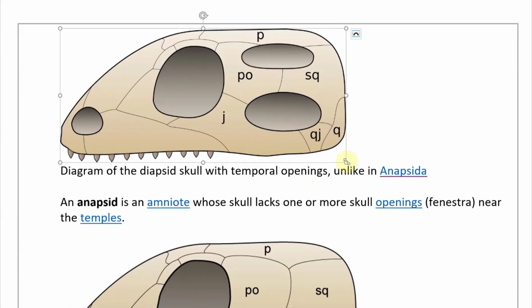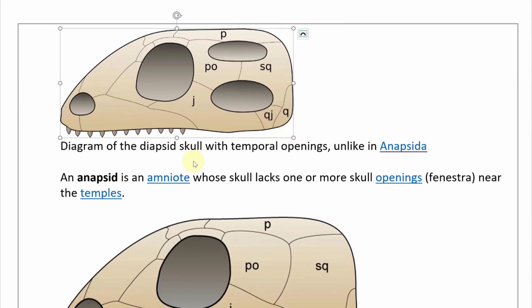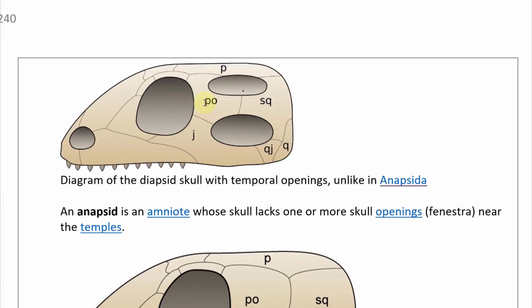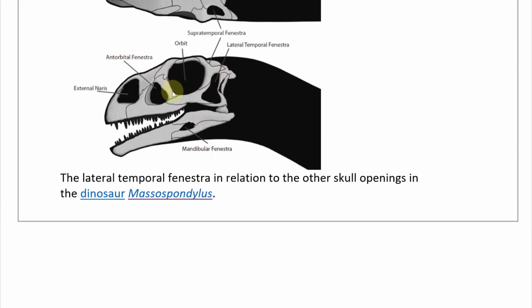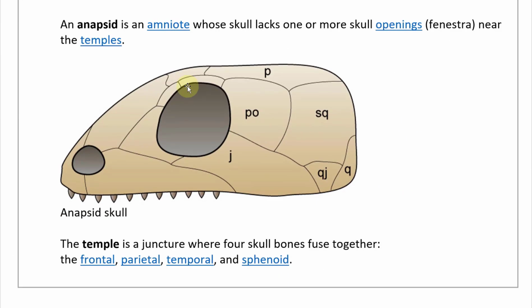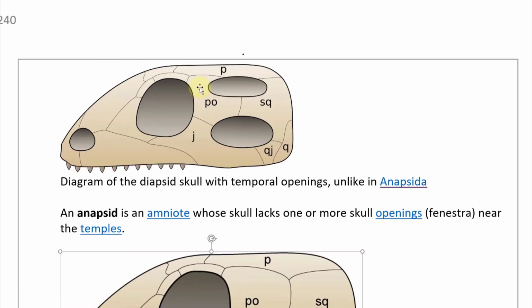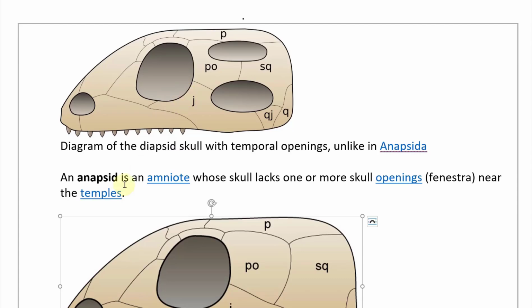Continue further. So here is just a schematic diagram of a diapsid skull with temporal openings, unlike an anapsid. So we have basically a bunch of openings right here. There are temporal ones behind the eye socket. So the eye is going to be here, and there are some behind it. So that's temporal. And the antorbital one is in front of the orbit, or the eye socket. Compare this with this one here. So this is a diapsid, and this is an anapsid.